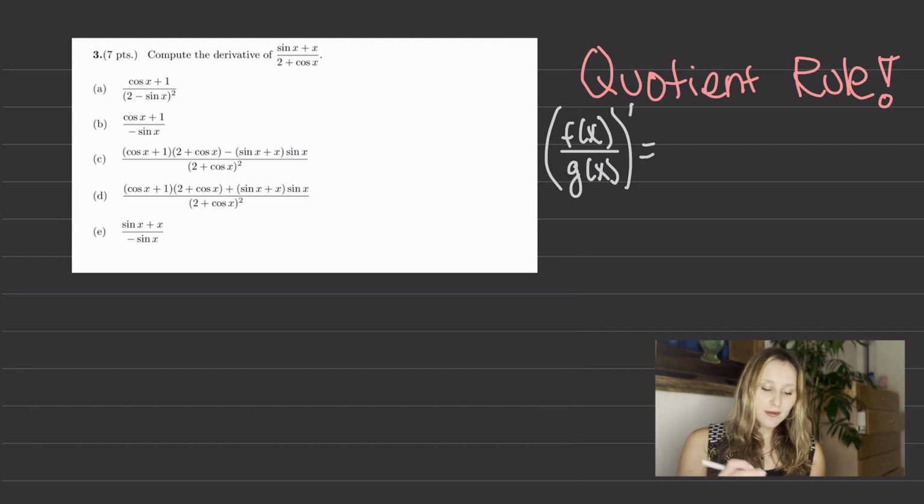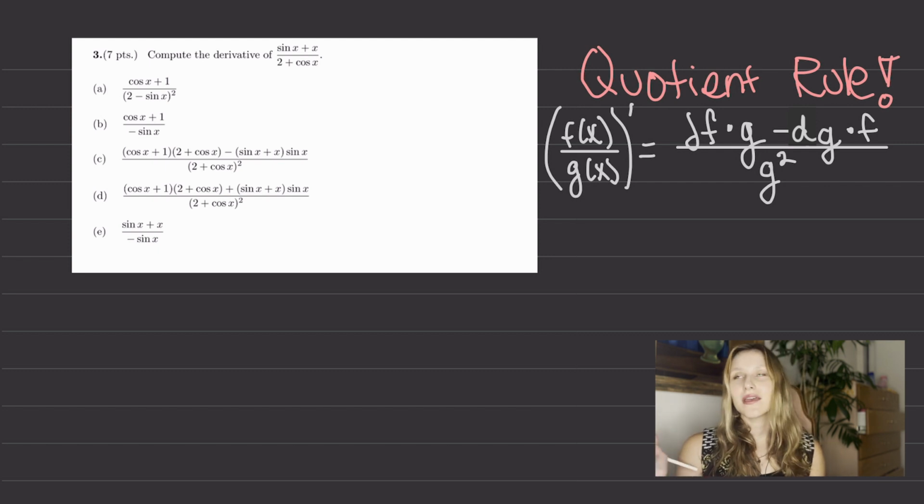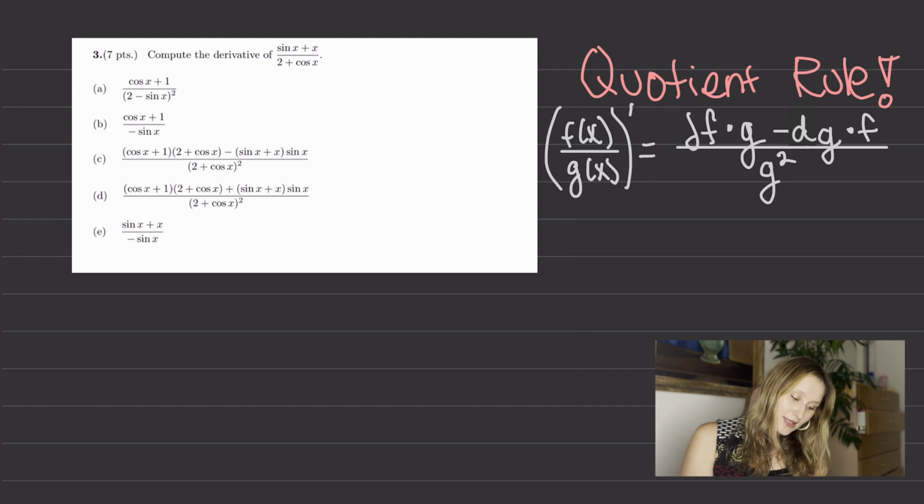So it is d top, d bottom, or d top times bottom minus d bottom times top, over the bottom squared. And you already know that. I just have to remind myself that. So let's just do it, my friends.